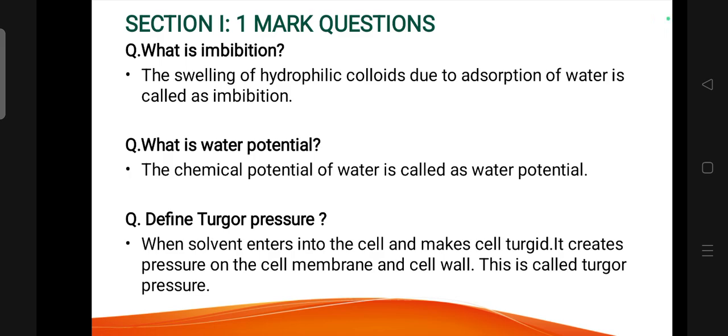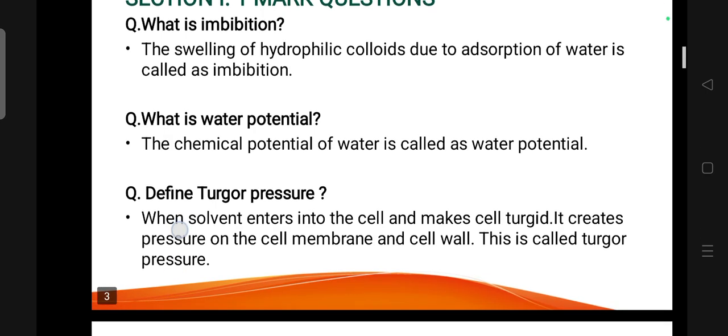What is imbibition? The swelling of hydrophilic colloids due to adsorption of water is called imbibition. What is water potential? The chemical potential of water is called water potential. Define turgor pressure. When solvent enters into the cell and makes the cell turgid, it creates pressure on the cell membrane and cell wall. This is called turgor pressure.